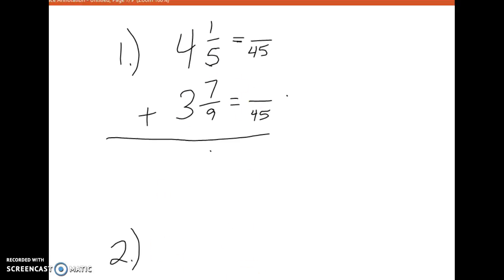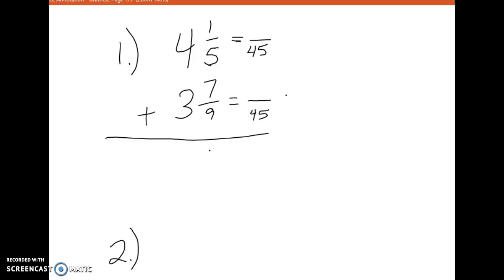Okay. So how did we go from 9 to 45 using multiplication? We times it by 5. And what we do to the denominator, we must also do to the numerator. So 7 times 5, we get 35. What about this one? 5 times 9 equals 45. Therefore, our new numerator is 9 up here.